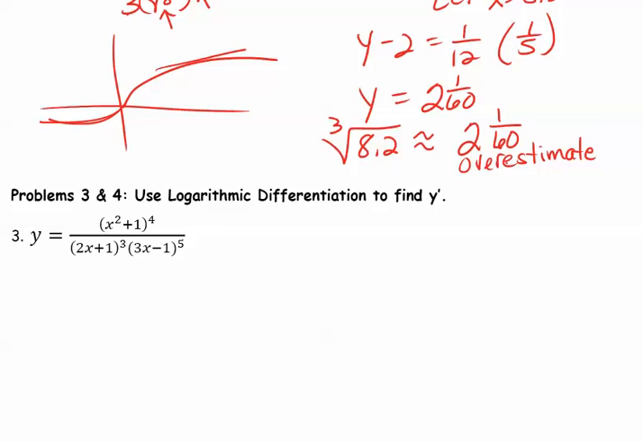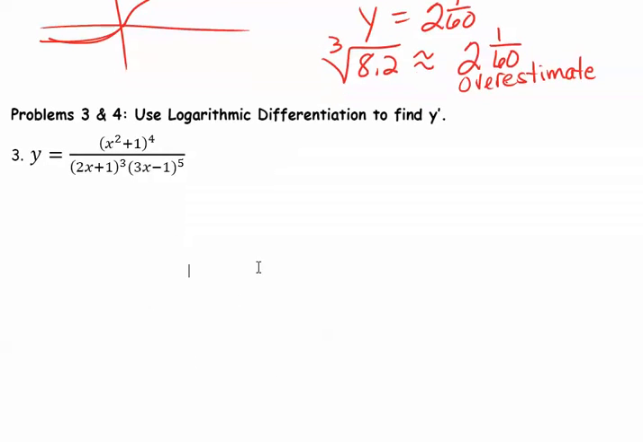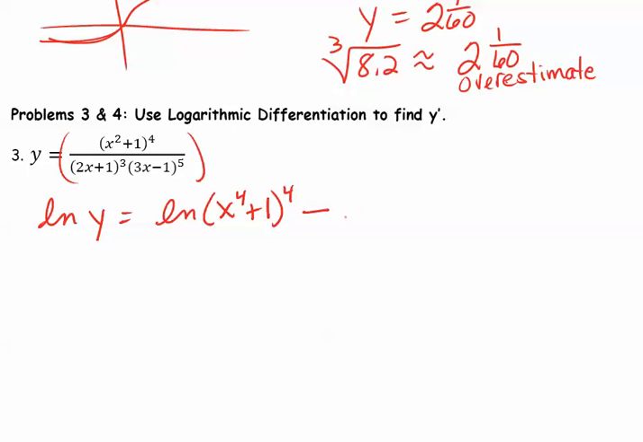All right, logarithmic differentiation. Now, here's one where we wouldn't need to use logarithmic differentiation. We could use the quotient rule, or we could change these to negative exponents and do a product rule within a product rule, but neither of those choices sounds very fun. So what's the purpose of doing logarithms of both sides? Well, the log of a quotient becomes the difference of the logs.